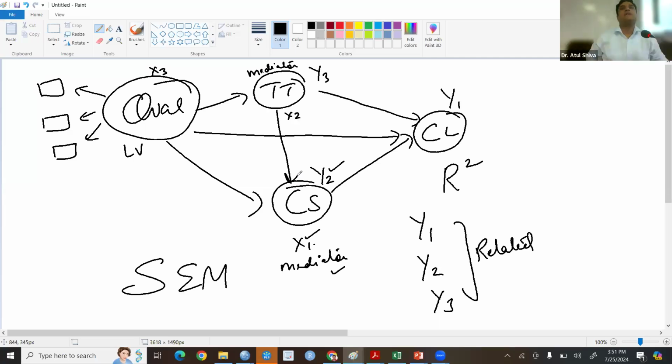So literature will suggest whether customer satisfaction leads to trust or trust leads to customer satisfaction. On scopus.com, you have to put in variables like trust and customer satisfaction. You will get research papers. You have to read those papers and find out whether trust leads to satisfaction or satisfaction leads to trust.